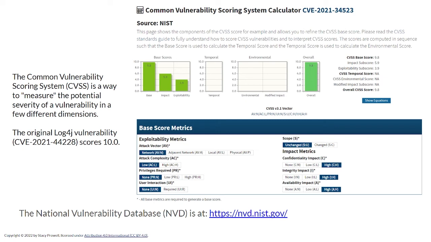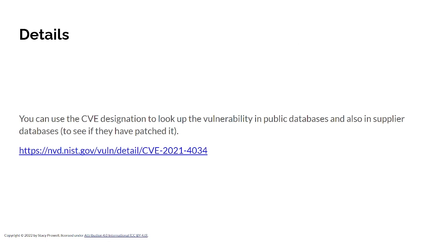The original Log4j vulnerability has scored a perfect 10 on here, and you can look it up. There's its CVE number. And you can go to the National Vulnerability Database, and there's its address. So you can use the CVE designation to look up stuff, and that's great. You can see what's affected it, you can find out more about it, and you can see if it's been patched.